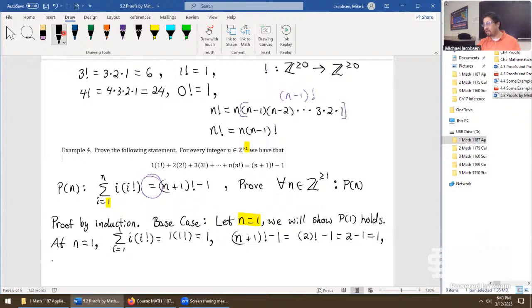So we'll say this shows P of 1 is true as required. It's not required to say it as required, but it's just kind of a way to end your statement here to say we are totally done with the base case. That's all we need to show.